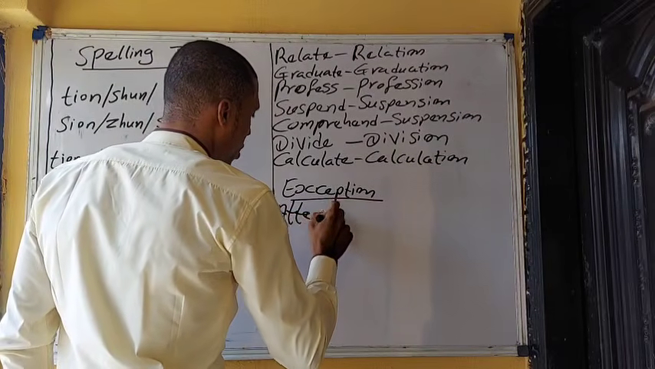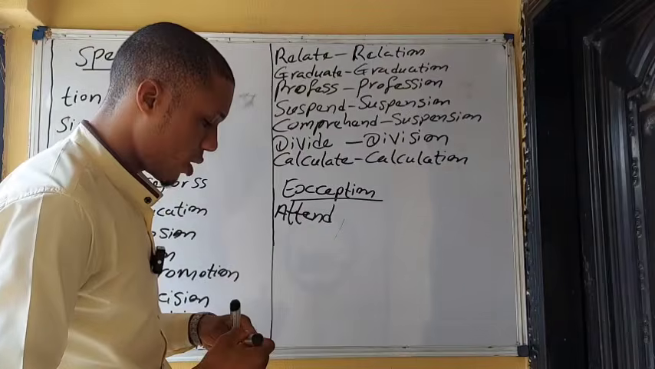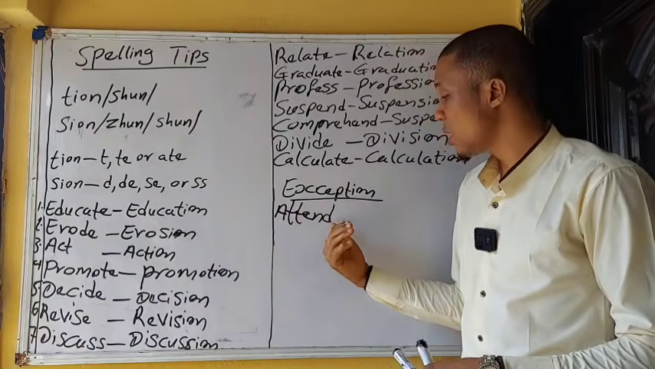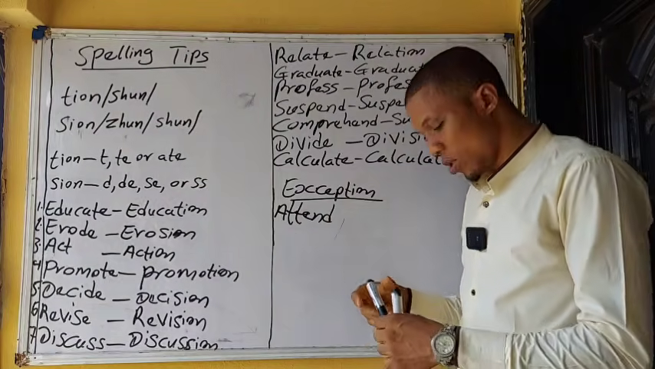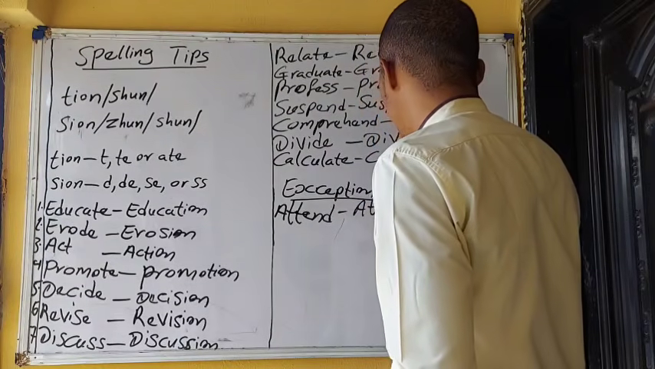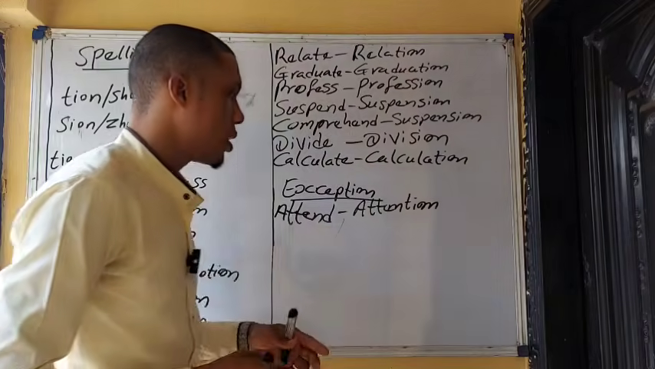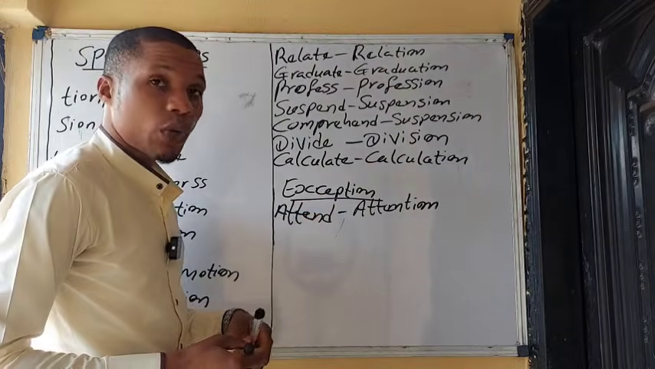Some of the exceptions we are having is something like attend. So when you look at this attend, you may think that you are supposed to use the S tion, in the sense that it's ending with D, but no. It's going to end with what? The T tion. Attention. Is that clear? So they are the exceptions we are talking about.